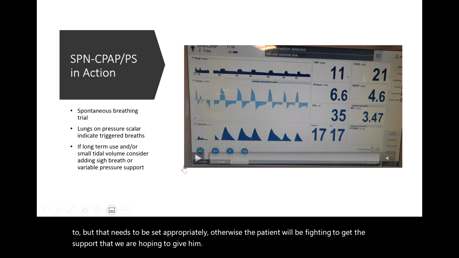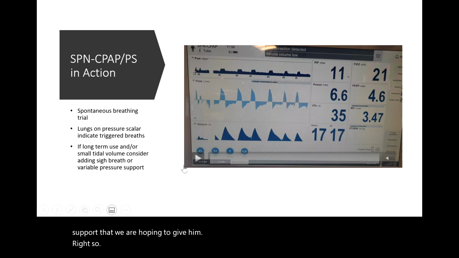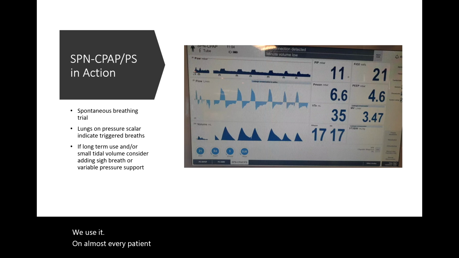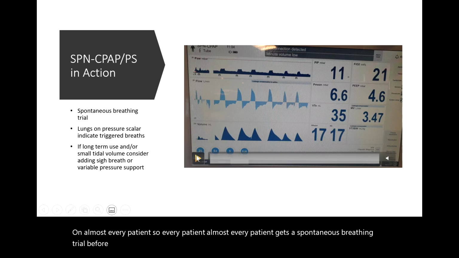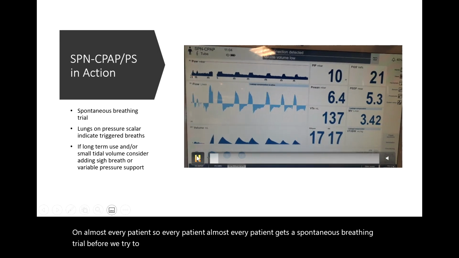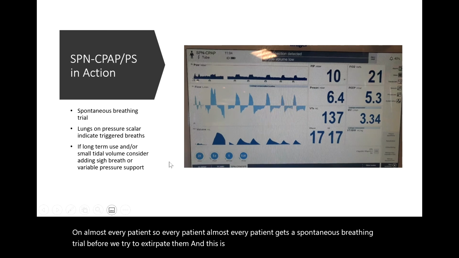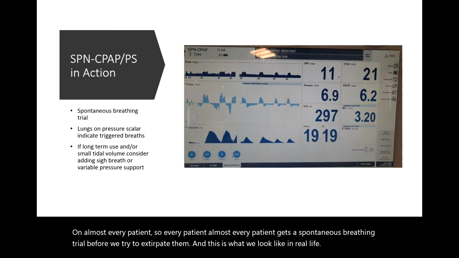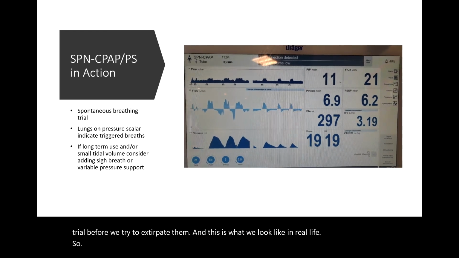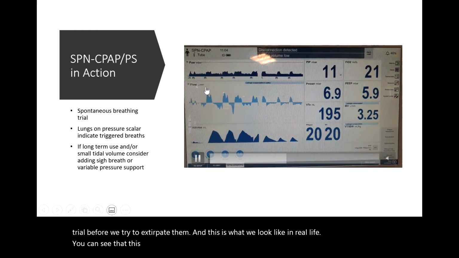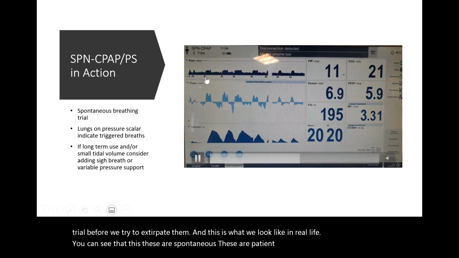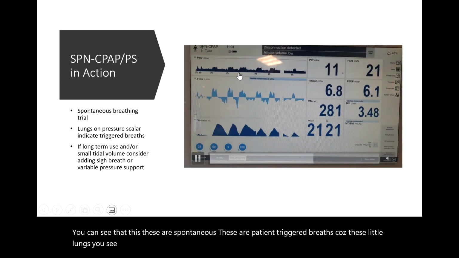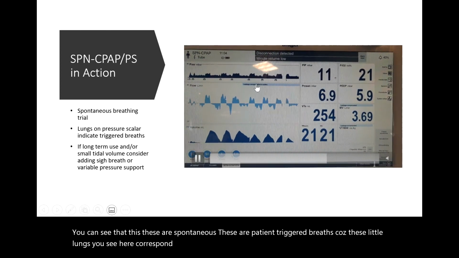Right. So we use it on almost every patient. So almost every patient gets a spontaneous breathing trial before we try to extubate them. And this is what it would look like in real life. So you can see that these are spontaneous, patient-triggered breaths, because these little lungs you see here correspond to the patient attempting to take a breath.